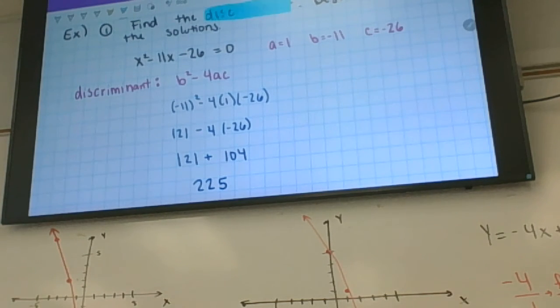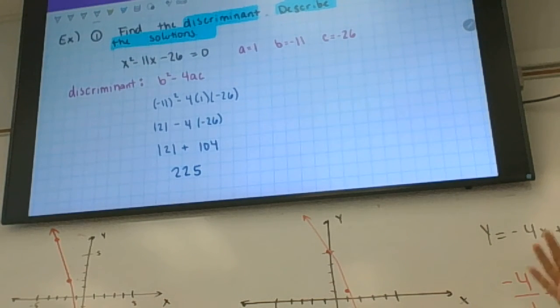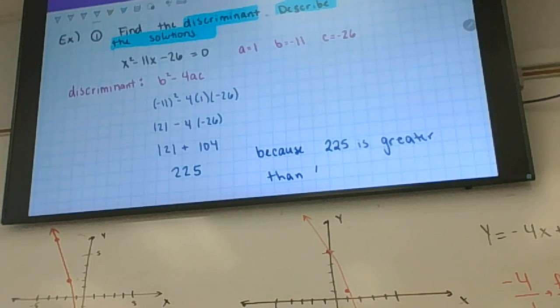So, what's the point of this? Why did we do this? To identify what kind of solutions we're going to have. So, because the result is positive, I'm going to write this in a whole sentence. You don't have to write this whole sentence every time you do the discriminant, but I'm going to do it now just to explain it. So because 225 is greater than 0, this quadratic has two real solutions.